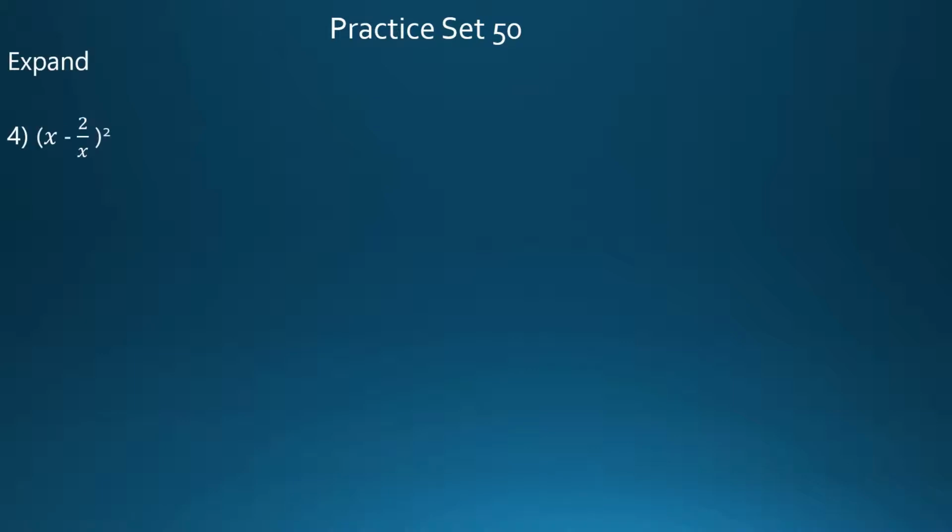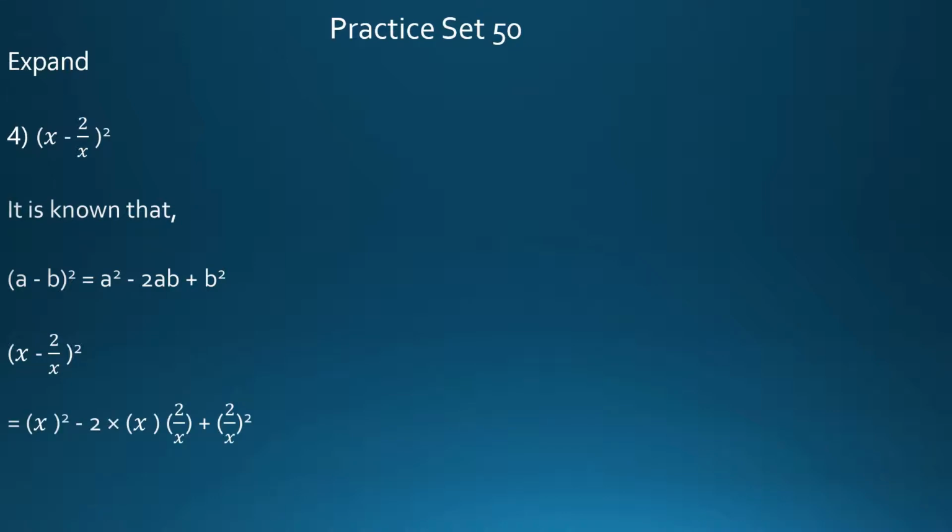Fourth sum, (x minus 2 upon x) the whole square. It is known that (a minus b) the whole square is equal to a square minus 2ab plus b square. (x minus 2 upon x) the whole square can be written as x square minus 2 into x into 2 upon x plus (2 upon x) the whole square. Now here x and x will get cancelled and we will have x square minus 2 into 2 is 4 plus 4 upon x square. So the expansion of (x minus 2 upon x) the whole square is x square minus 4 plus 4 upon x square.